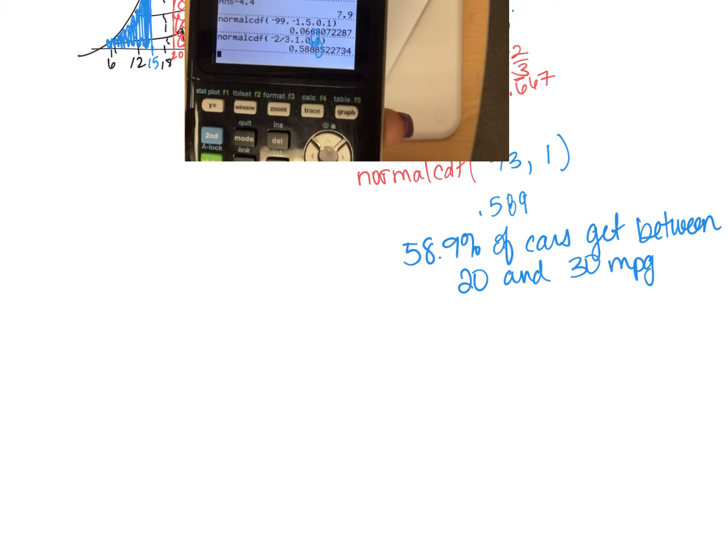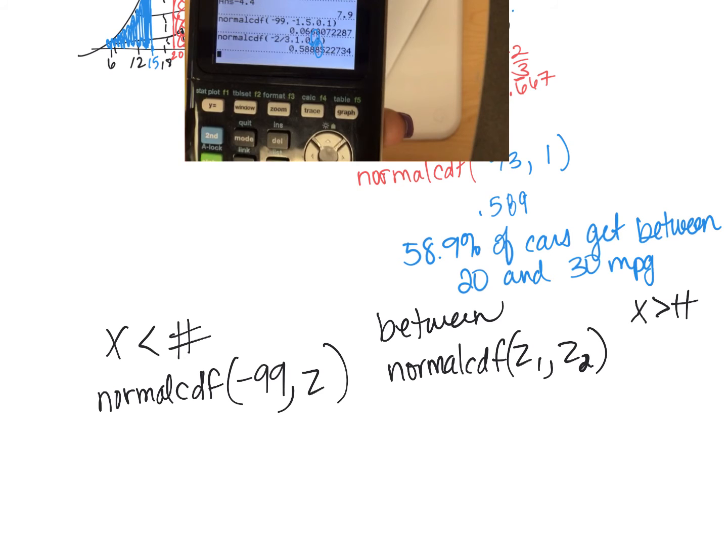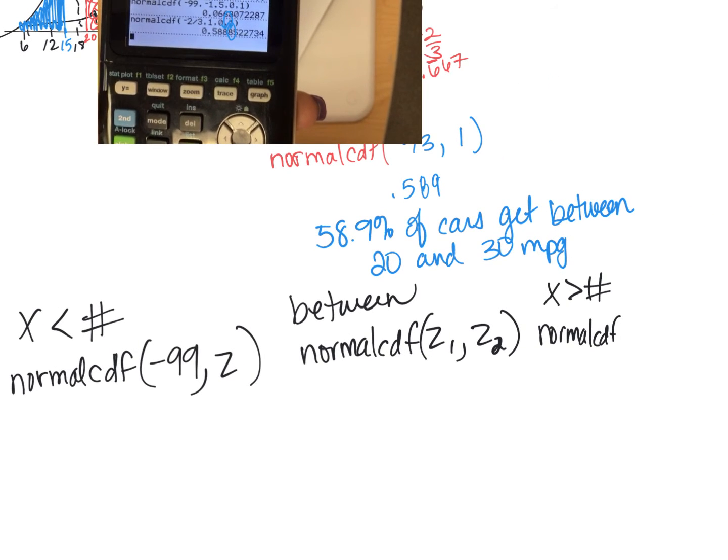So when x is less than a number, we use normal CDF, negative 99, comma, the z-score for that number. When it's between, it's normal CDF. Your lower boundary is z-score 1, and your upper boundary is z-score 2. And when x is greater than a number, we use normal CDF, the z-score, comma, positive 99.